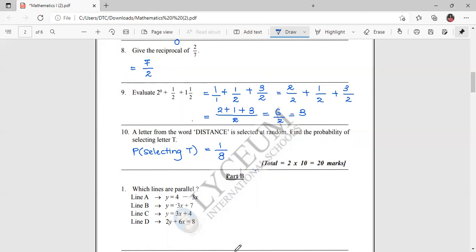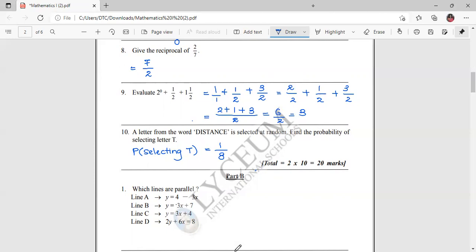And question number 10 is from the probability lesson. So you want to find the probability of selecting the letter T. For that, to get the probability value and write it as a fraction, we want to find the total number of letters in this word. Here we have 8 letters. So out of 8 letters, we have only 1 letter T. Therefore, the probability of selecting T is 1 over 8.